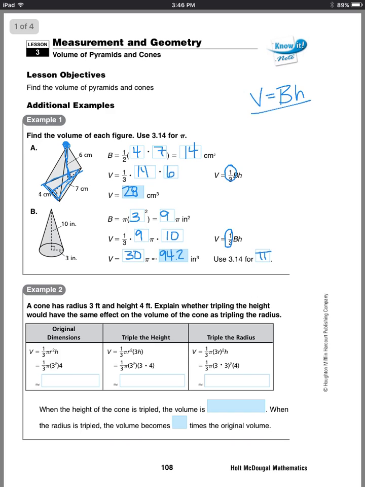So remember, you always find the volume by doing the area of the base times the height, but you have to remember that pyramids are 1/3 of a rectangular prism, so you have to divide your answer by 3.